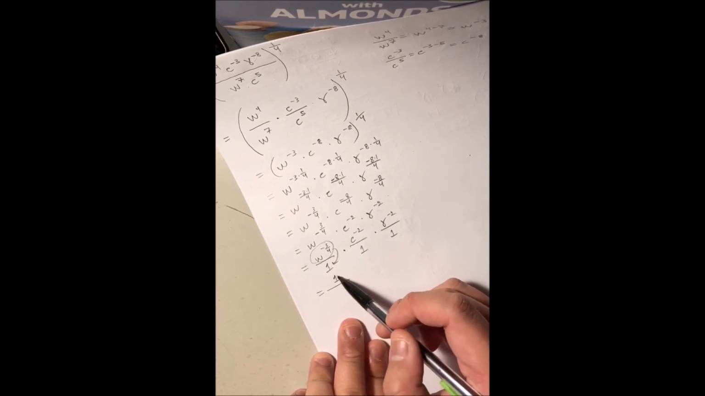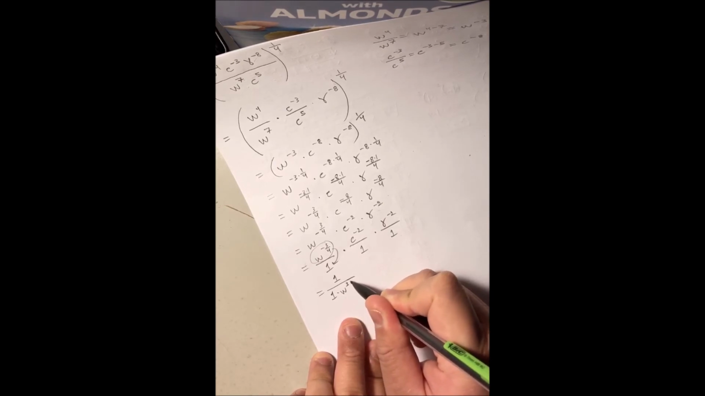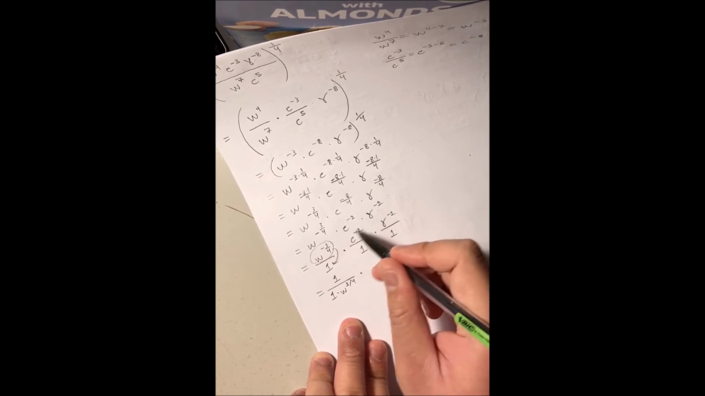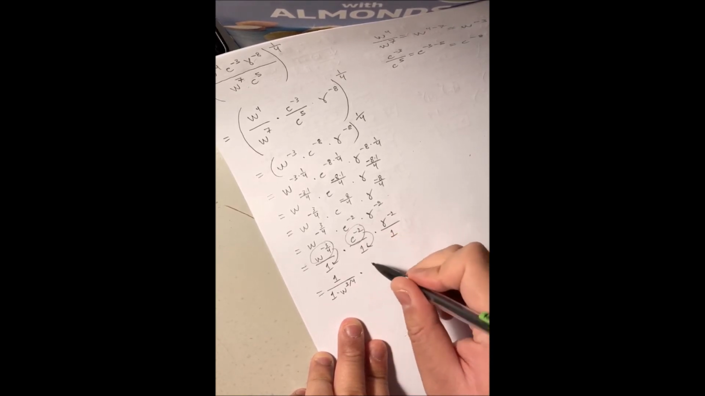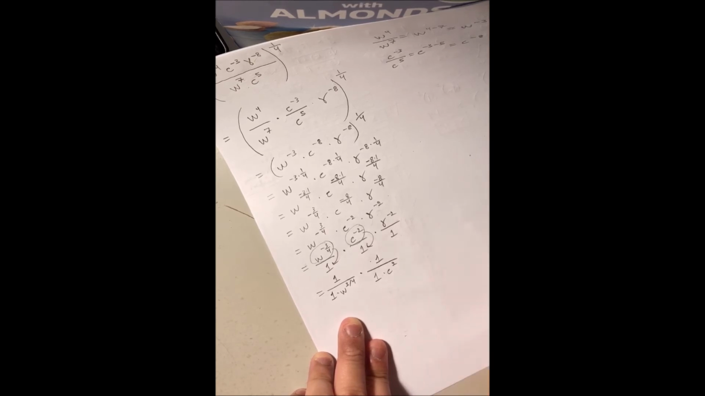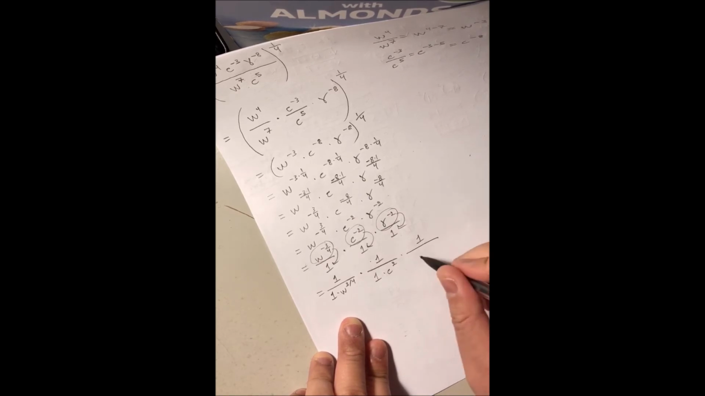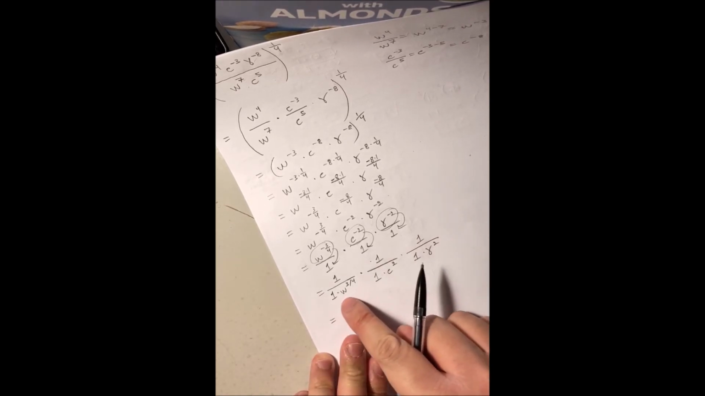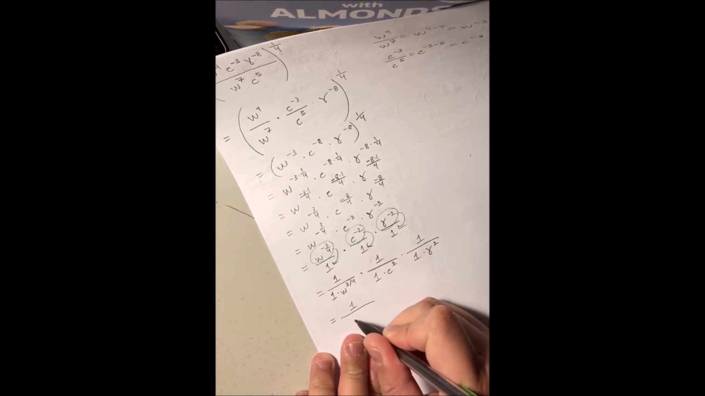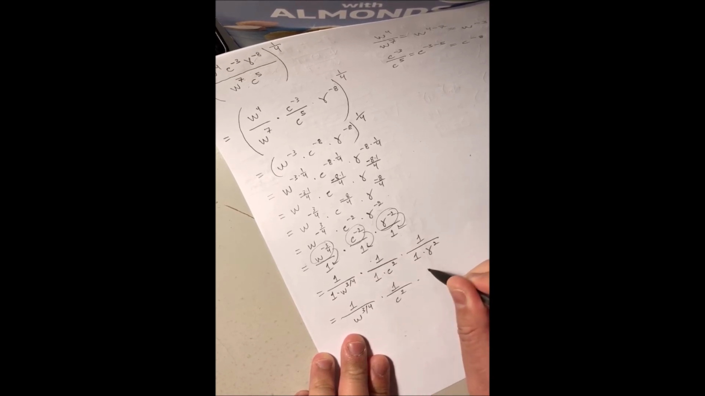So moving this whole thing down, we get positive one over positive one multiplying w, now raised to the positive 3/4. Same thing right here. Take this, move it down. We get positive one over positive one times c raised to the positive two. Same thing for the gamma over here. We get positive one over positive one times gamma raised to the positive two. But hey, anything multiplying positive one is just itself. So we get positive one over w raised to the 3/4 times positive one over c raised to the positive two times positive one over gamma raised to the positive two.